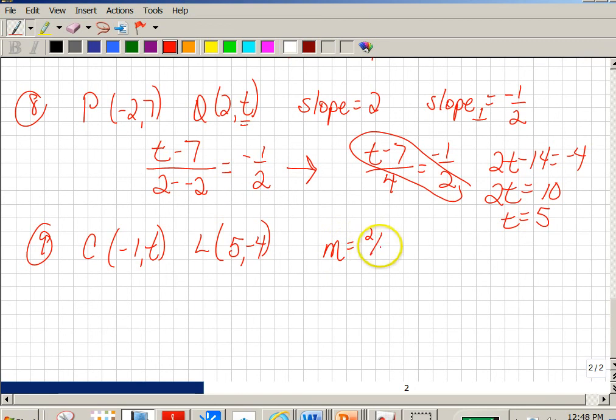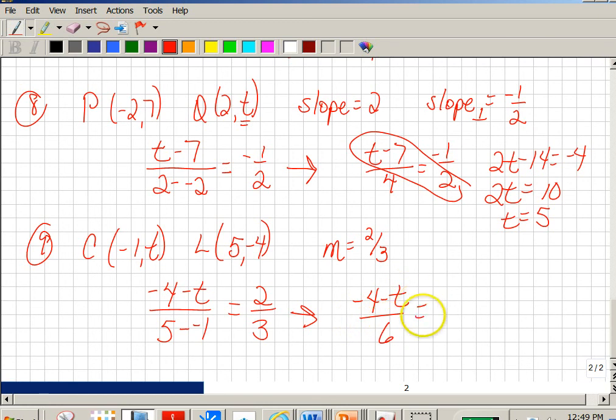Now it's parallel, which means it's going to have the same slope. So we'll set up the slope formula for C and L. y2, negative 4, subtract y1, t, over x2, 5, subtract x1, negative 1. Now this time they're parallel, so you just set it up equal to that same slope. Cleaning this up, negative 4 minus t on the top, over 5 minus negative 1, which is 6, equals 2/3.